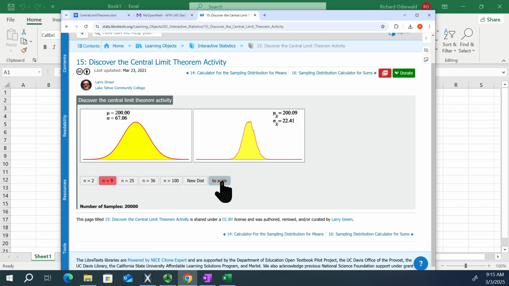The second thing is that this simulation, here we go, this is 20,000 samples of a particular size. They repeated this sample of size 9 20,000 times to get that shape. This is our bet.